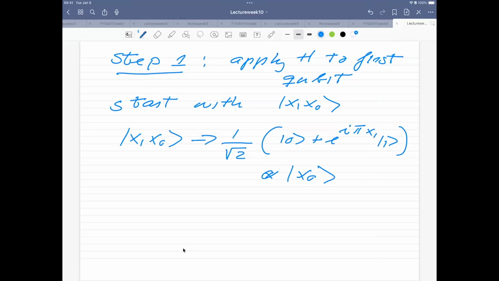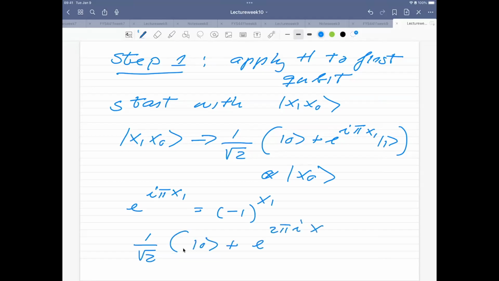Now, what we know is that this e of I pi times x1 is always equal to -1 to the power of x1. So that means that what we have there is something which I can rewrite as 1 over square root of 2, and then I have 0 plus e of 2 pi I x1 divided by 2, acting on 1, and tensor product with x0. That was the first step, when we are applying the Hadamard on the first qubit.